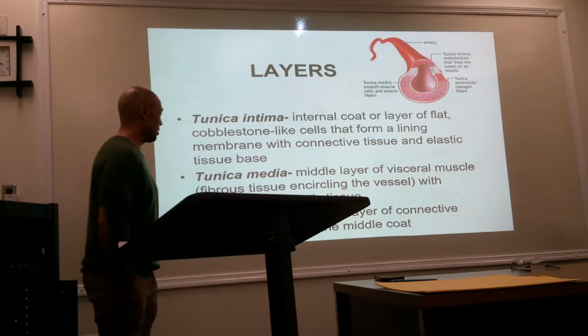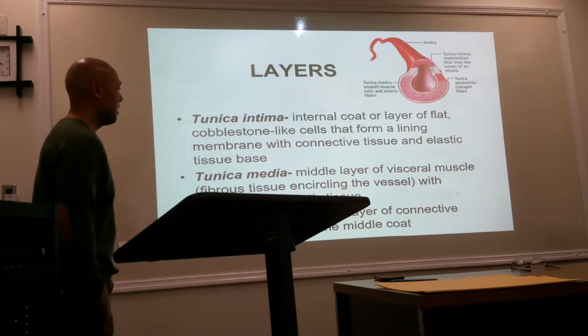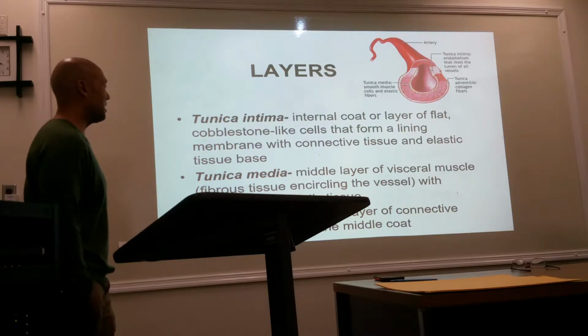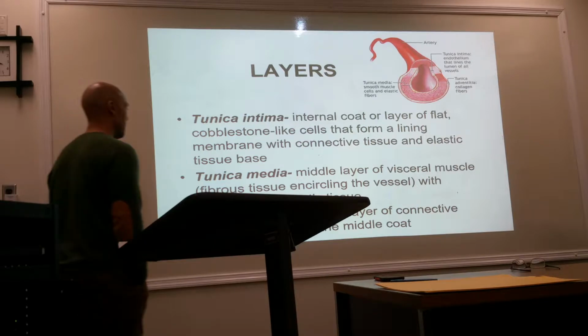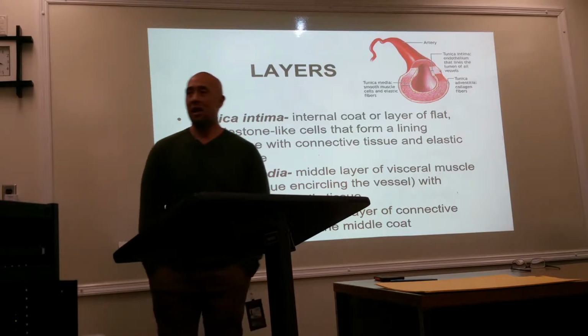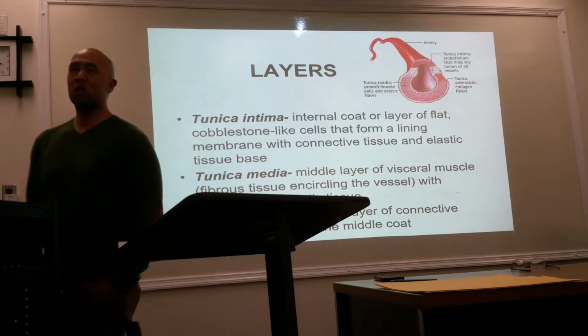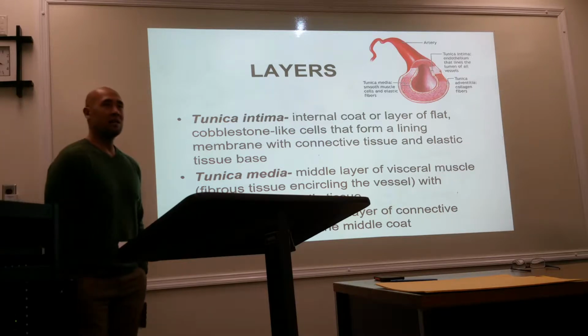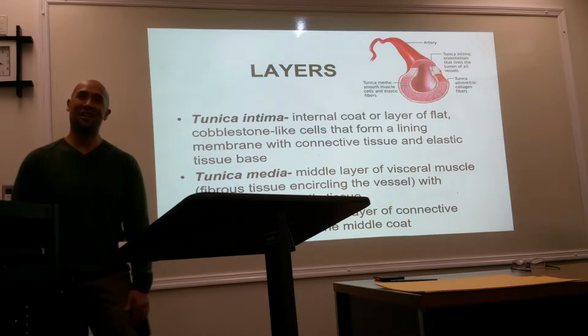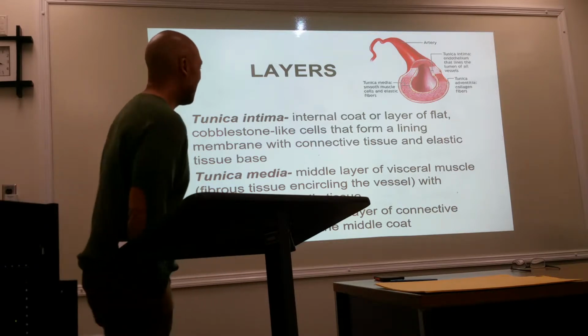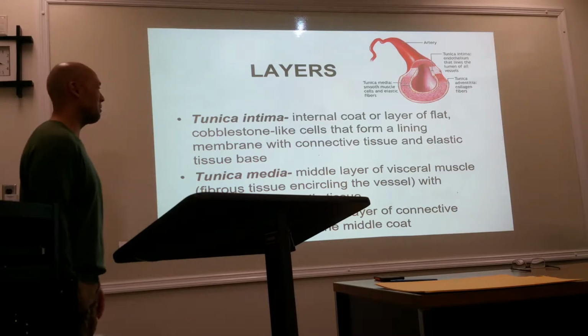Media. So tunica media, middle layer of visceral muscle, fibrous tissue encircling the vessel with considerable elastic tissue. And then the outer one is called tunica adventitia, a layer of connective tissue surrounding the middle coat.